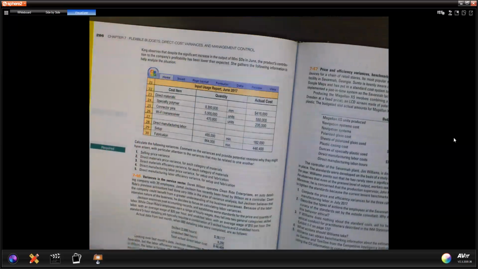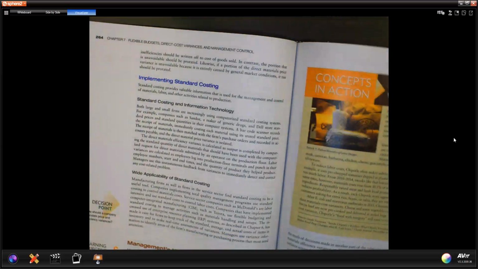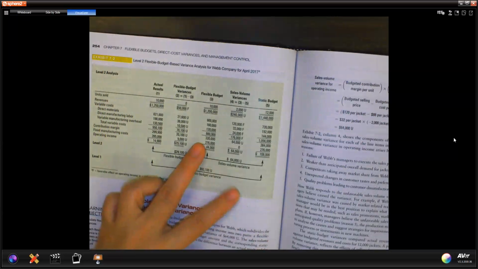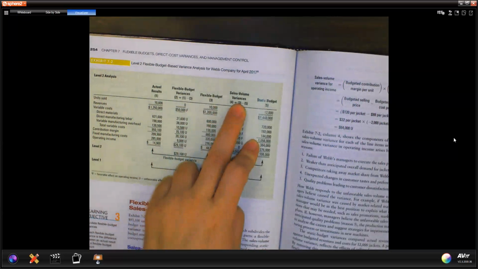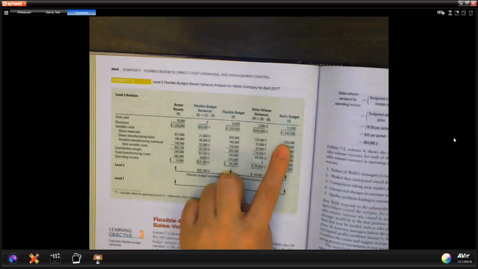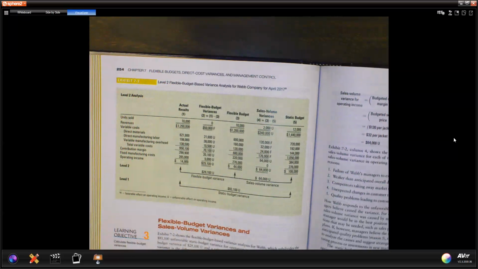So if you forget about those variances, make sure you go back to your chapter 7, chapter 8. Especially chapter 7, from your cost accounting, you know the actual flexible budget variance, flexible budget, and then you know sales volume variance and static budget. This is on page 254 in chapter 7.